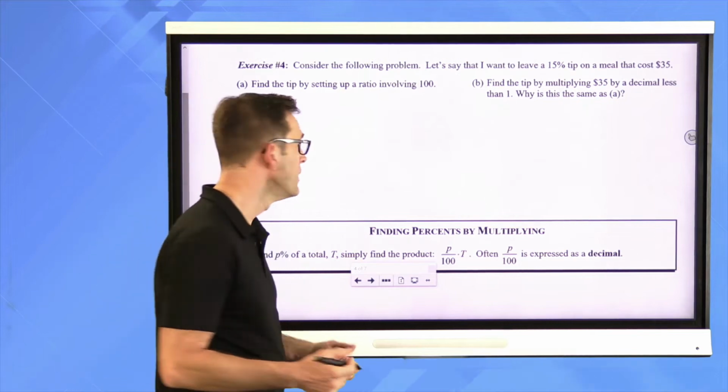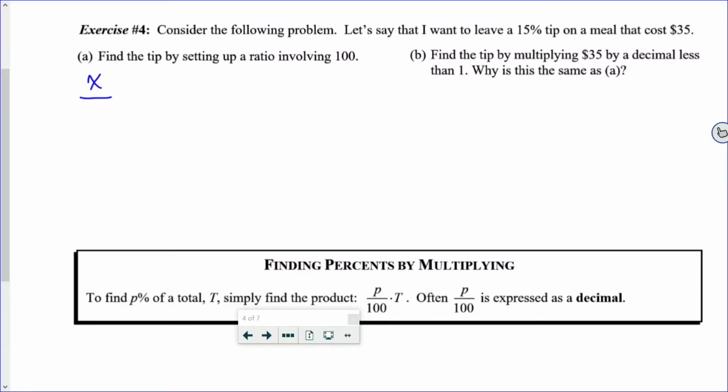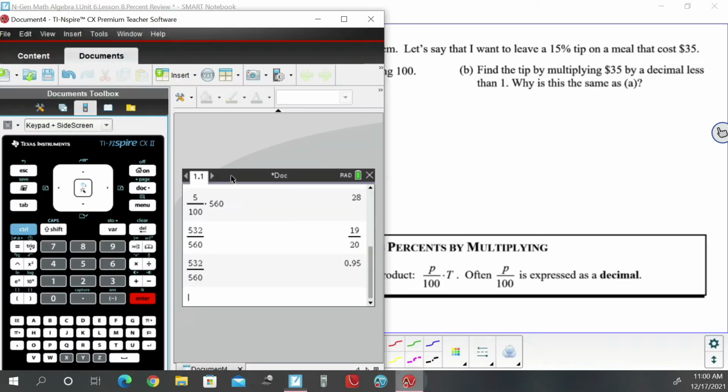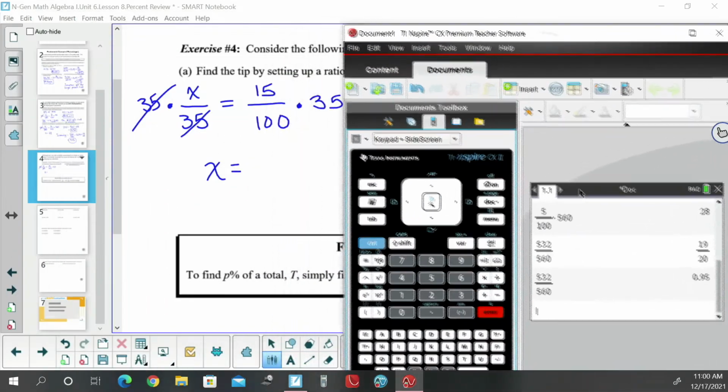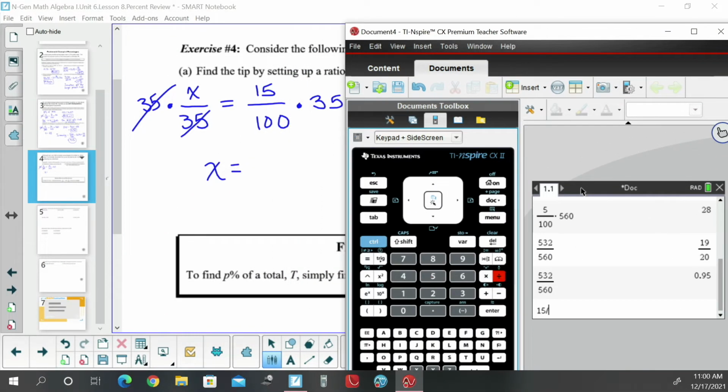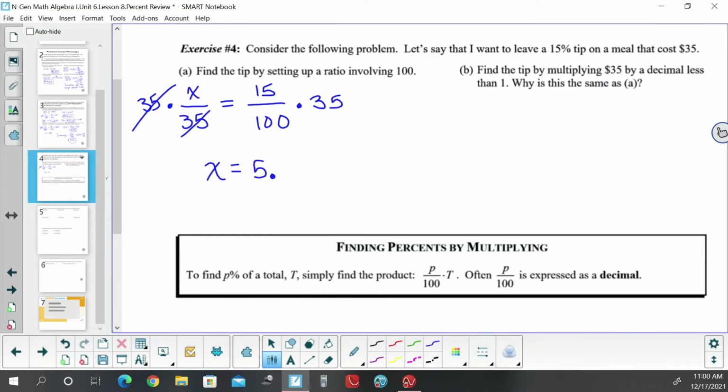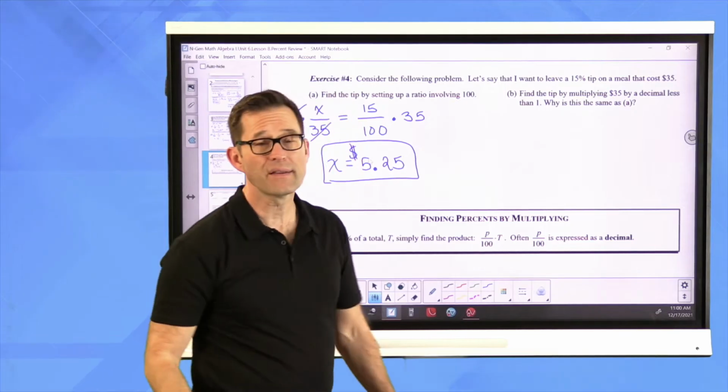All right, well, again, it's simple enough. I have X over 35 is equal to 15 over 100. I'm going to multiply both sides by 35. And the 35 over here cancels, right? X is going to be 15 over 100 times 35. Bring out my calculator. Let's see. So I've got 15 divided by 100 times 35. It's going to give me that nice fraction again. And that's going to give me a tip of $5.25.